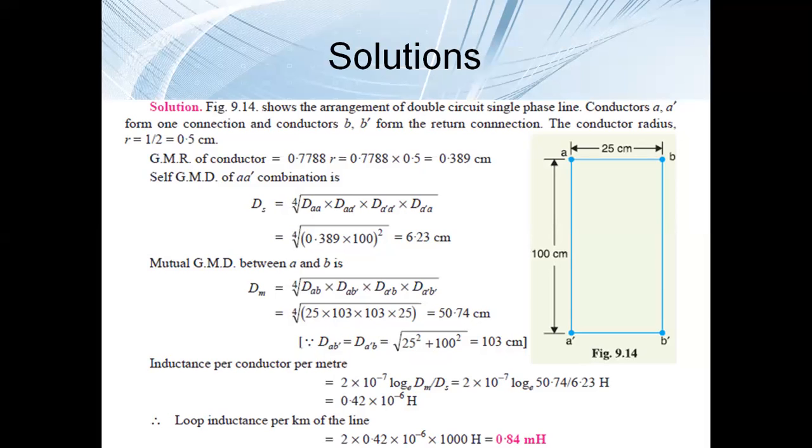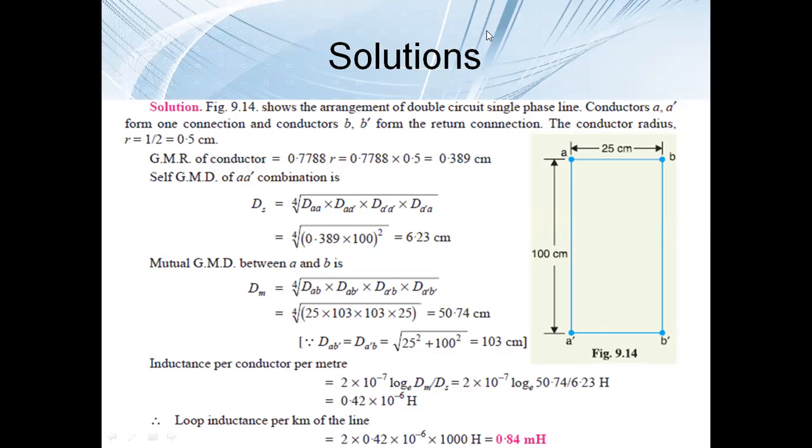Sir, why was the BB dash combination not taken in this? Which one? The BB dash combination, why was it not taken? See, what will happen, I will tell you. For this AA combination we are getting 6.23, correct?